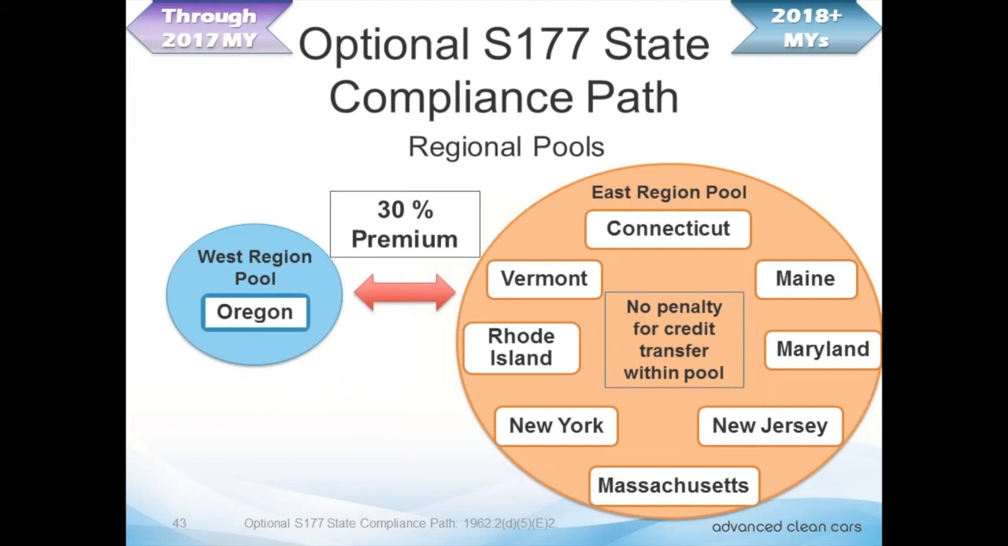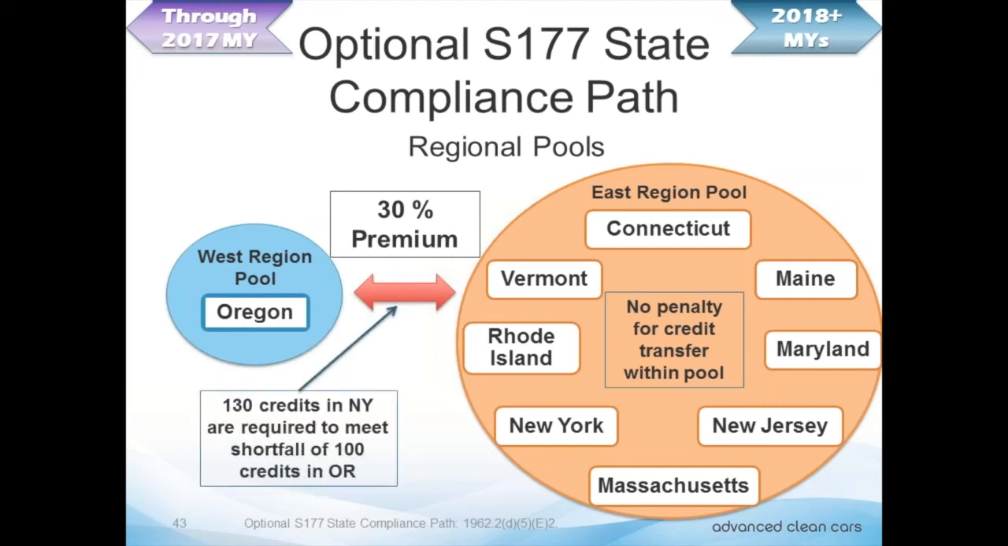If, however, that same manufacturer wanted to use credits earned in the East Region pool to meet their ZEV requirement in Oregon, which is in the West Region pool, they would have a 30% premium attached. For example, if the manufacturer needed to meet a compliance shortfall of 100 credits in Oregon with credits from New York, they would have to remove 130 credits from New York, and they would earn 100 credits in Oregon. We will look at how a manufacturer's ZEV requirement changes as a result of choosing the optional Section 177 state compliance path next.